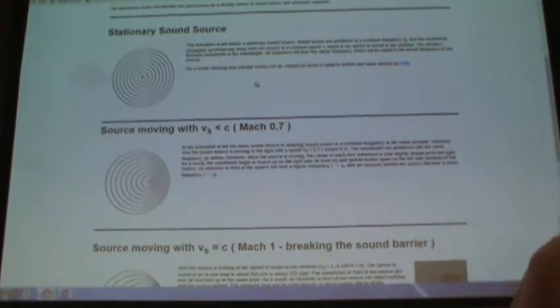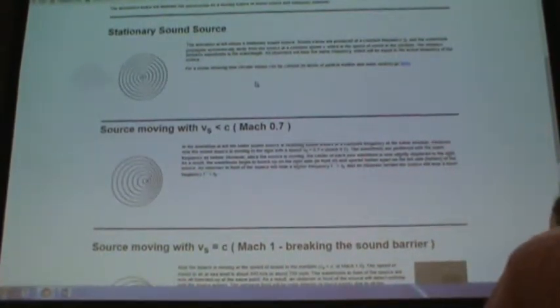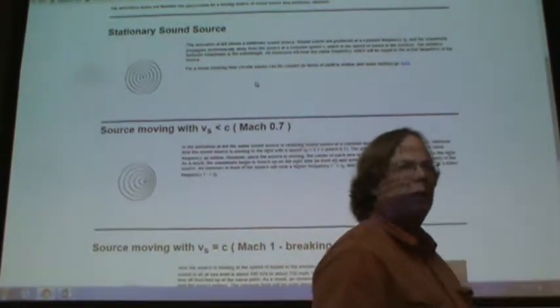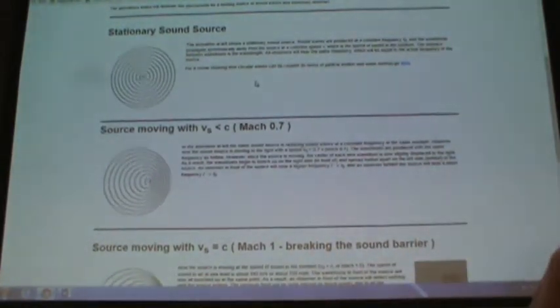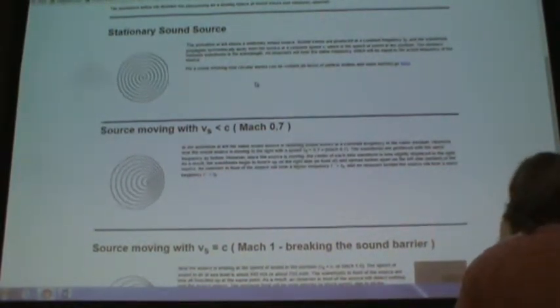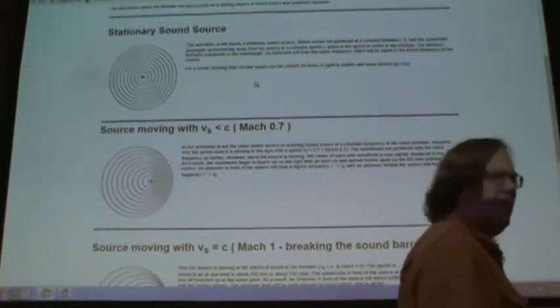Okay, here's the source. Alrighty, and let's say the source puts out a wave. He releases a wave. Then a moment later, that wave is going to be here, and then he releases another wave. And a moment later, this wave will be there, and that wave will be there. You see what I mean?